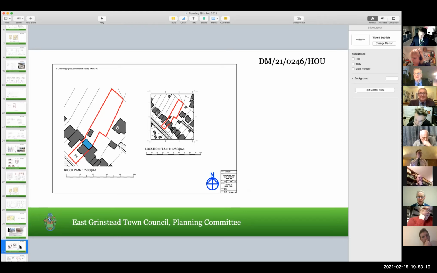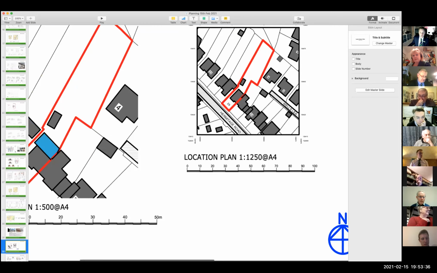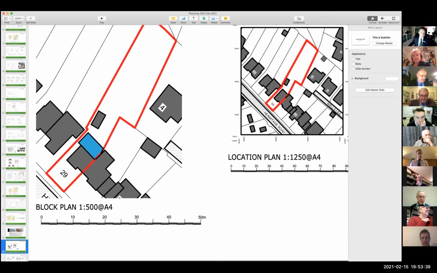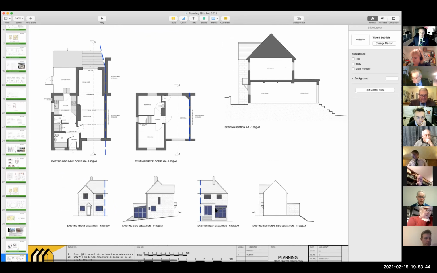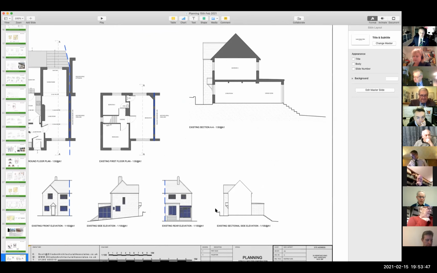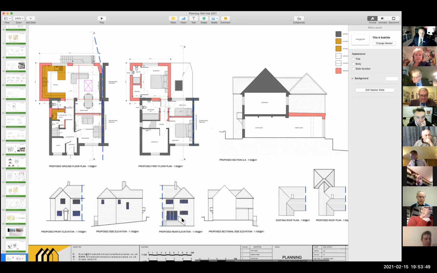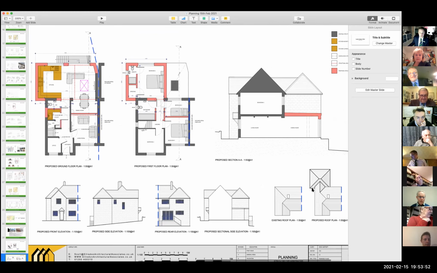You are busy tonight, Councillor Dooley. DM 210246. This is again on Baldwin's. This is 29 Hermitage Road. This is proposed single-storey rear and side extension. So it currently shows the proposed new. Here is your existing front and rear. And here is the proposed side extension. You can see how it sort of hooks onto the edge there.